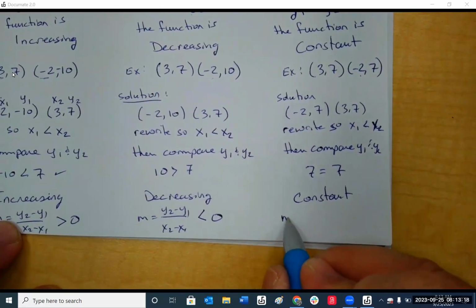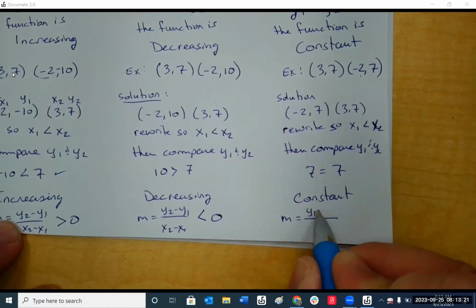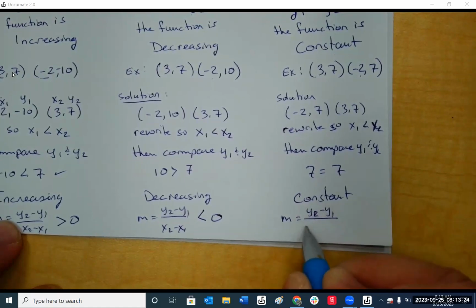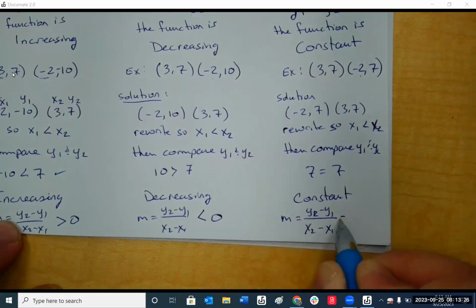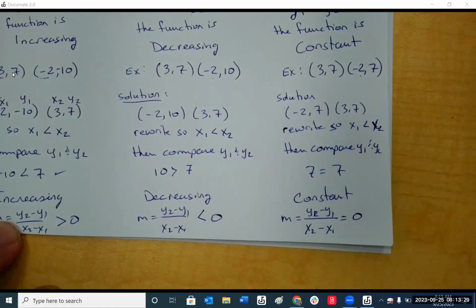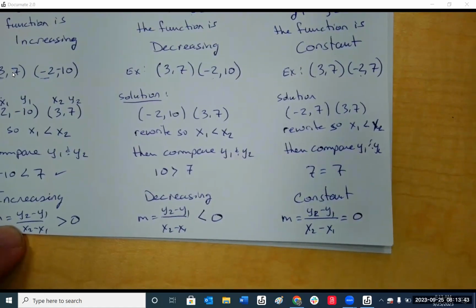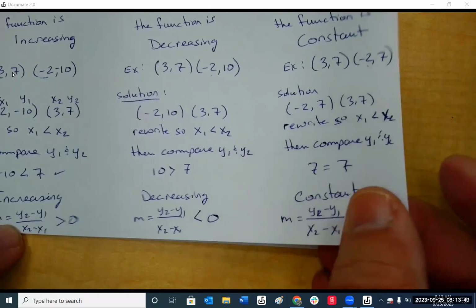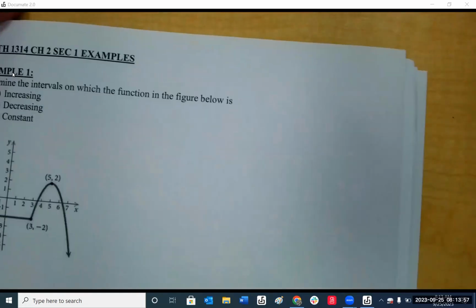If it's a constant, then the slope equation will equal 0. So far, so straightforward. Let's look at an example. Here's the example.